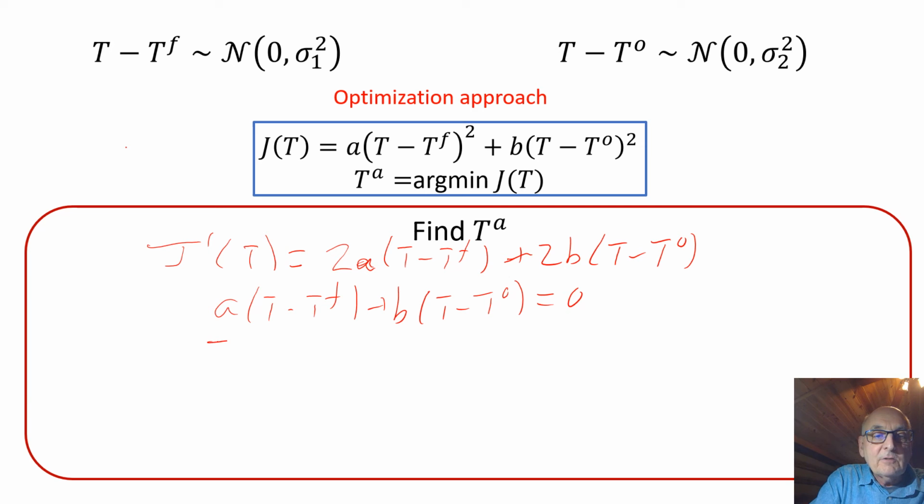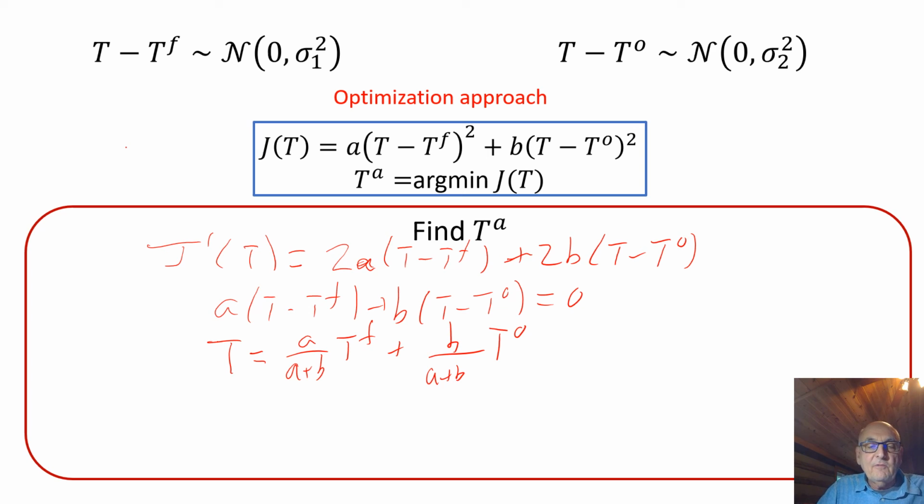Okay, so just a little algebra will tell you that T is going to be a over (a plus b) times TF plus b over (a plus b) times T0. All right, so that's exactly the form of what we saw in the interpolation approach, right? A sort of weighted average of the forecast and the observations. So what you want to check is that a and b, given a is 1 over sigma 1 squared and b is 1 over sigma 2 squared, agree, that these coefficients agree exactly with our alpha and our beta.